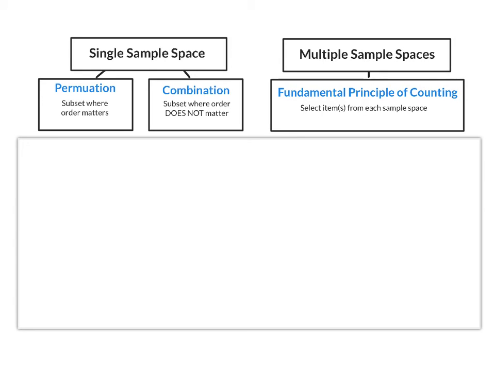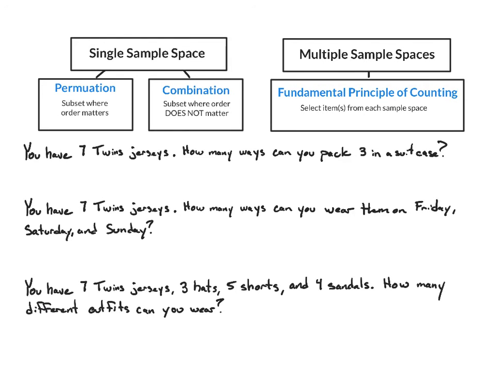And when we take a look at these examples, I have 3 different examples, 1 of each. So let's say we have 7 Twins jerseys. It says, how many ways can you pack 3 in a suitcase? Versus question 2, you have those 7 Twins jerseys, but how many ways can you wear them on Friday, Saturday, Sunday? And so you can see the difference in that phrasing between these 2 questions is that when I pack 3 in a suitcase, that doesn't imply that the order in which I pack them really matters. Versus if I'm wearing them on Friday, Saturday, Sunday, yeah, the order would matter. And so that's the difference between order mattering versus not.